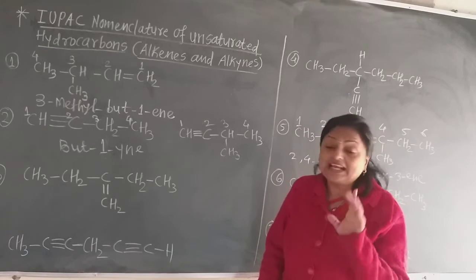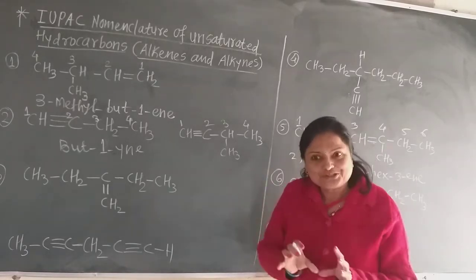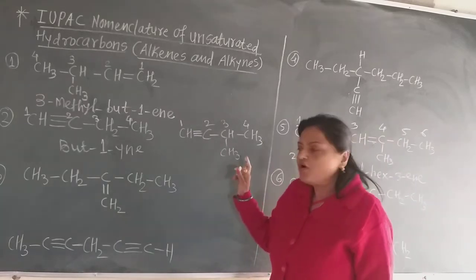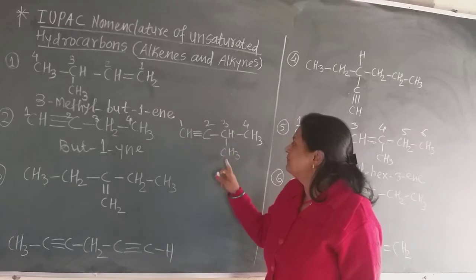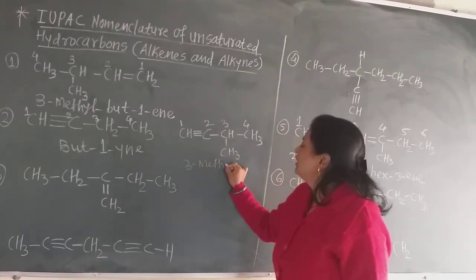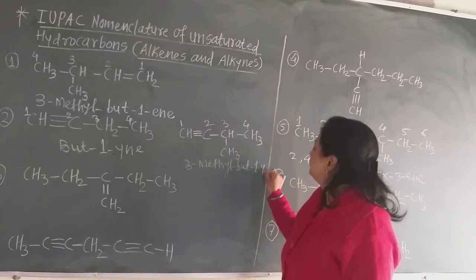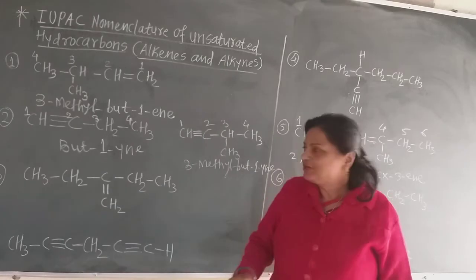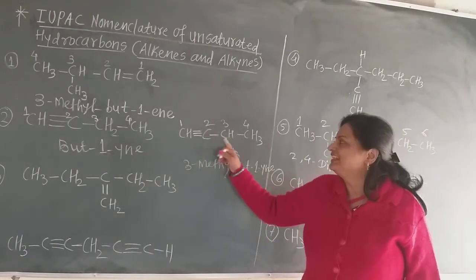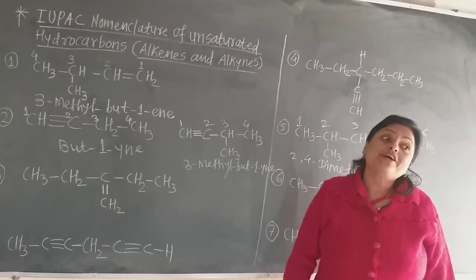But in the case of alkane, that is saturated hydrocarbon, what will we see? The substituent must be nearest. So now what is the name? As the third carbon contains methyl, this is 3-methyl, what? But-1-yne. Okay. Because on the first carbon there is the triple bond, and in the chain there are 4 carbon atoms. So 3-methylbut-1-yne. Such type of nomenclature.